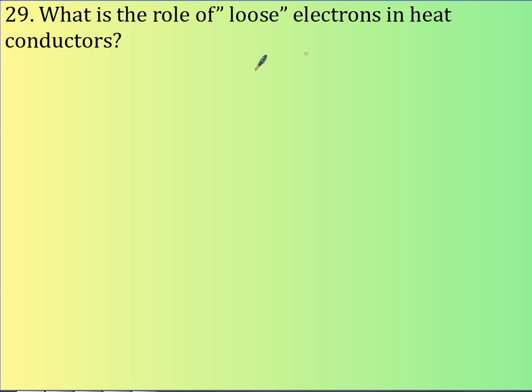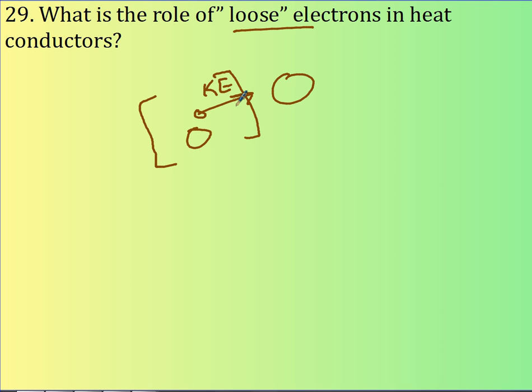What's the role of loose electrons in heat and conductors? Well, the loose electrons are what go out and hit other molecules and convert their kinetic energy, or give some of their kinetic energy to the other molecules. So the loose electrons are responsible for allowing the heat to travel.